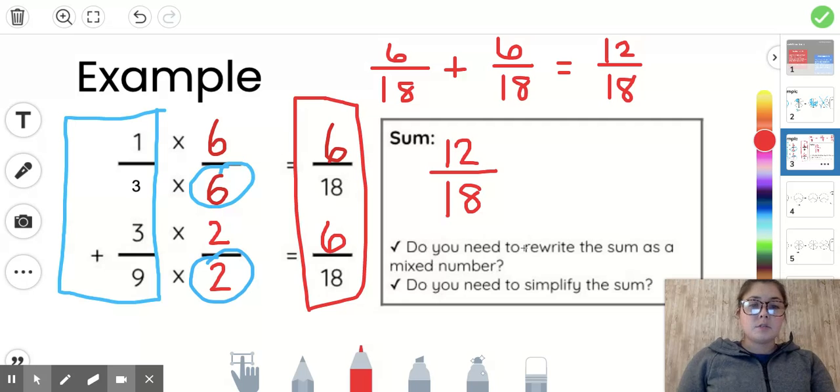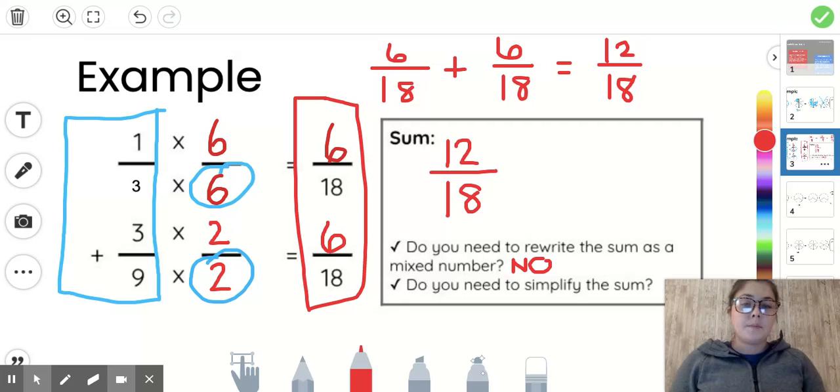You'll see that it says, do you need to write the sum as a mixed number? No, because it's not bigger than 1. Do you need to simplify the sum? This is something that we're going to continue to talk about tomorrow, but we can make this smaller. If we write out the numbers that go into each of the numbers, that is how we would simplify it. I don't want you to worry about that right away unless it's a step you feel comfortable going in towards. You're going to have an assignment tomorrow about simplifying fractions.